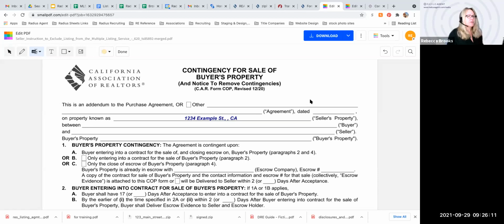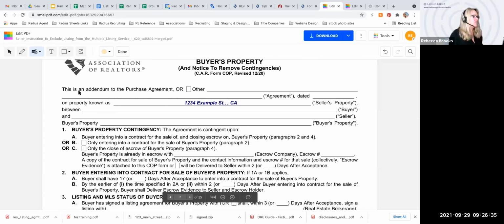In a multiple offer situation, in a really active market, sometimes making a contingent offer is going to put you at the bottom of the barrel as far as competition goes, obviously. But definitely in some circumstances, especially if the house has been on the market for a long time and the sellers are willing to take a contingent offer, this is the form that you use.